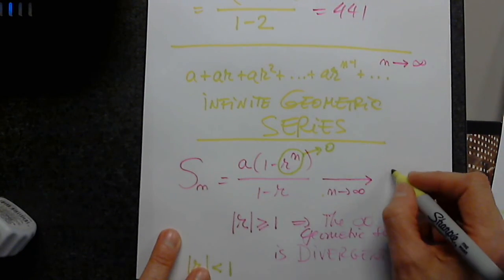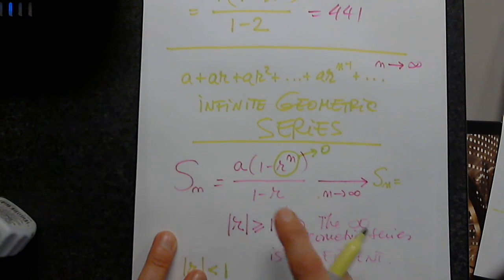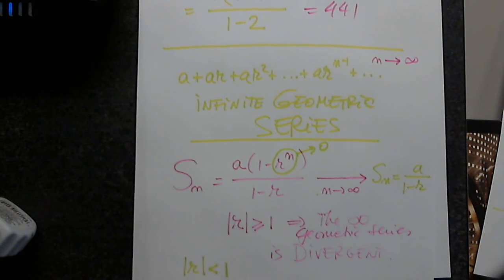And the sum of an infinite geometric series is a over 1 minus r, but only if the common ratio is strictly less than 1 in absolute value. It can be anywhere between -1 and 1. So now I'd like to apply this, and this is the last thing.